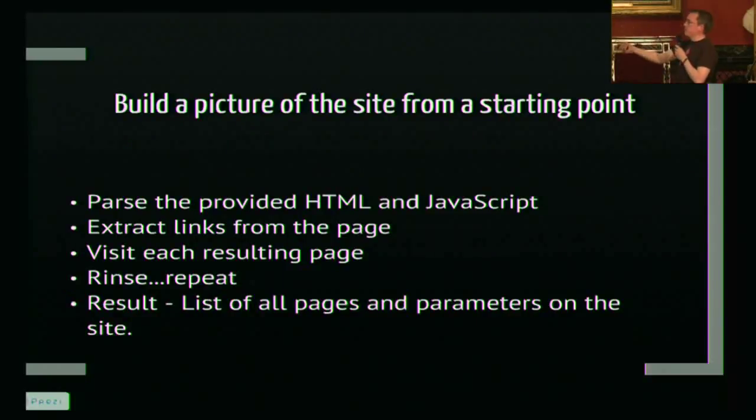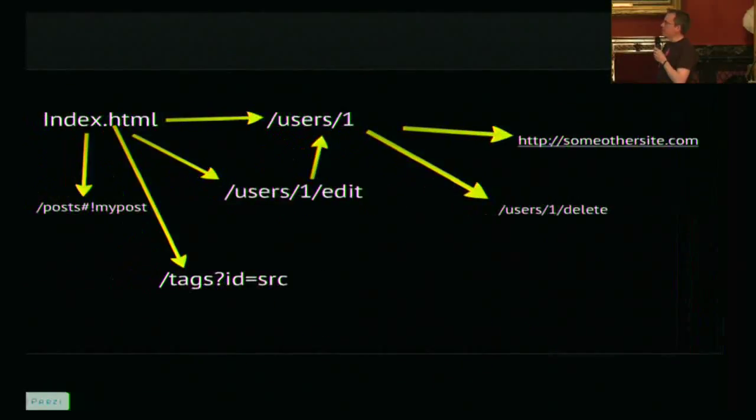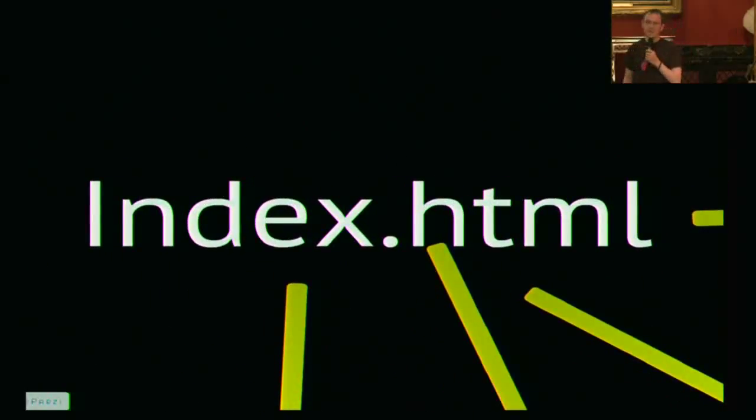So you extract links from the page, visit each resulting page, rinse, repeat, and I have a picture. It still sounds quite straightforward. That still sounds fairly easy. So let's talk a bit about why it might not be. Here's a really basic site, and what I'll do is walk through each of these and say where we might have some problems. So we start off, we index HTML.